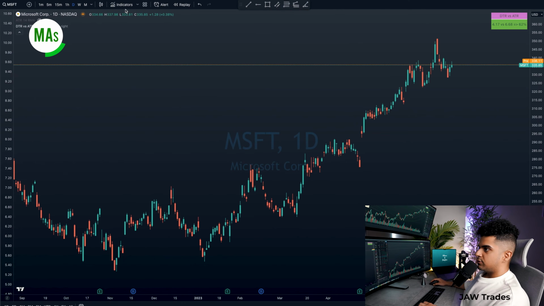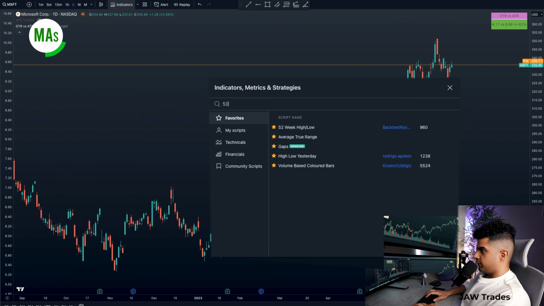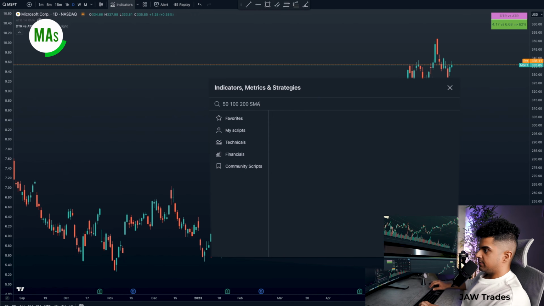So I use 9 and 20 EMA on the intraday and the daily time frame as well. On the higher time frames, I use the 50 SMA, 100 SMA and the 200 SMA on the daily chart, weekly chart and the monthly chart. To add these moving averages, you guys know the drill now. Just go and search for 50, 100 and 200 SMA right here.